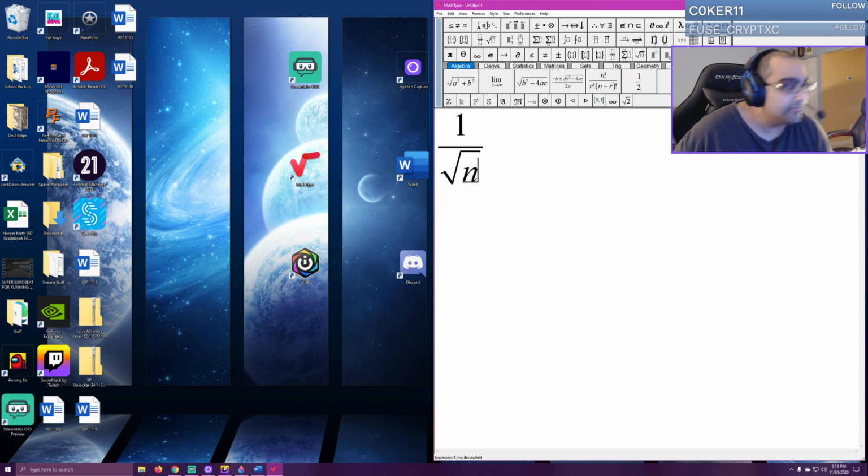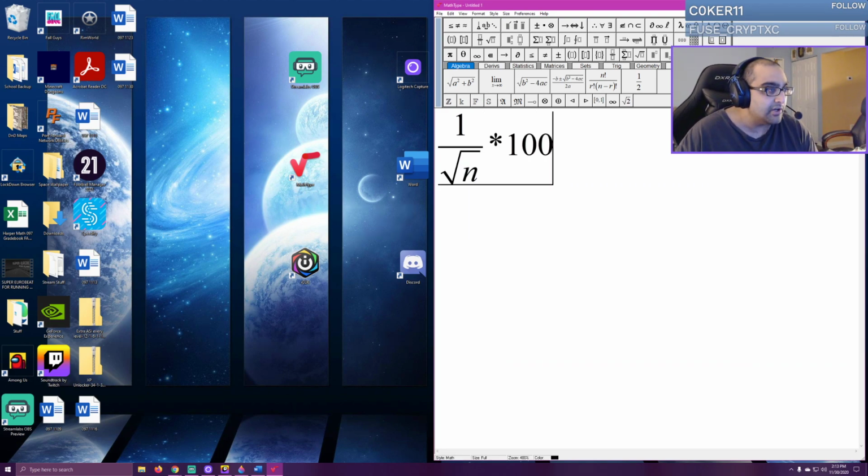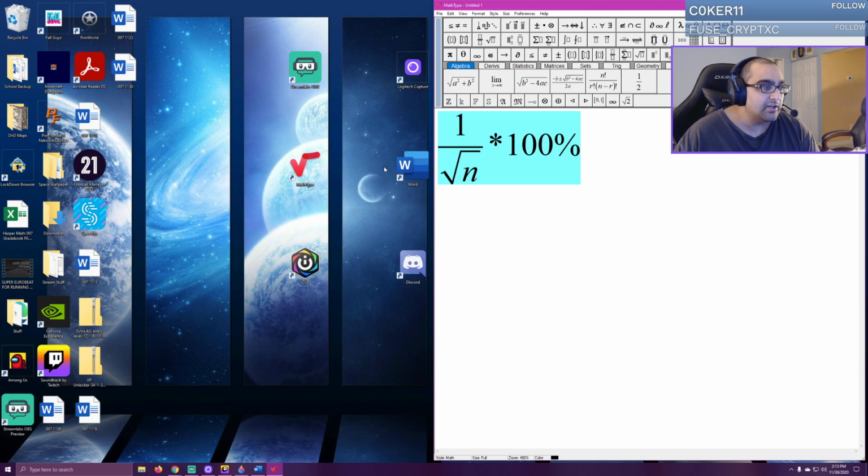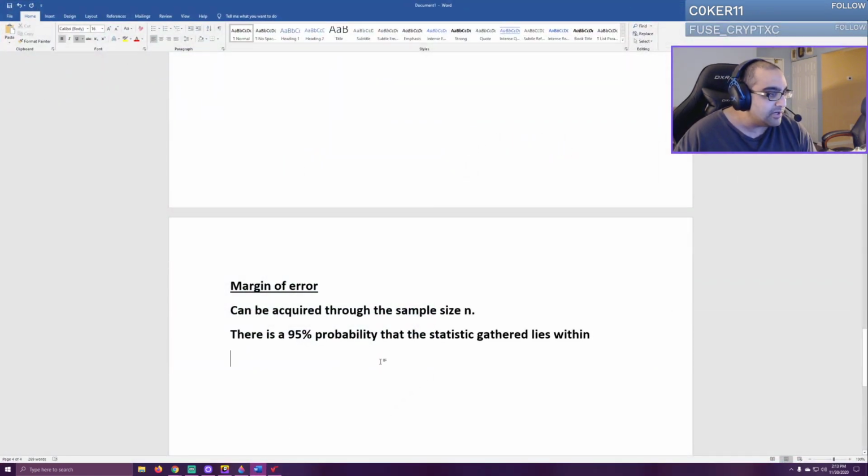Okay, 1 over the square root of n, times 100%. So again, what this is really talking about here, and it's really super crude the way that the book does it, to be honest, is a confidence interval.